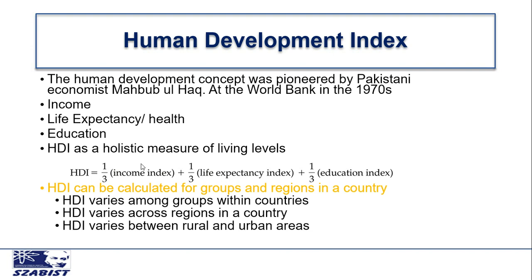Similarly, HDI cannot be 1. HDI can be 1 only if the income index is 100%, life expectancy is 100%, and education index is 100%. So it is not possible. So what is the situation when HDI lies between 0 and 1? If HDI is close to 1, then it means that that particular country is highly developed. And if HDI is close to 0, it means that that particular country is less developed or underdeveloped. And if HDI is close to 0.5 or 0.6, then it means that that particular country is moving towards development.